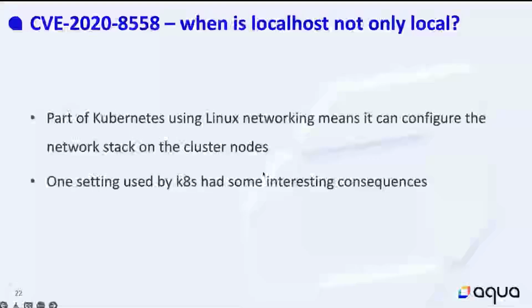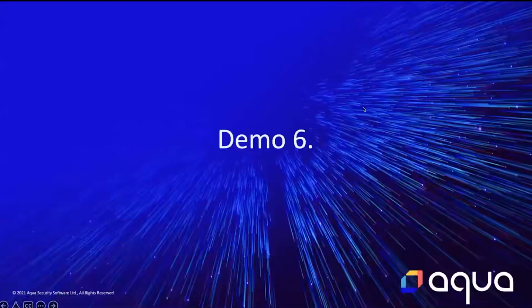Okay, so let's discuss some specific CVEs. So this is Tyler, awareness: localhost, not only local. As part of Kubernetes using Linux networking, it means that you can configure the network stack on the cluster nodes. And one setting used by Kubernetes had some interesting consequences. It is related to an older version of Kubernetes where basically you could access the container's localhost from somewhere else on the local network, which should not be possible. Now let me share the next demo.